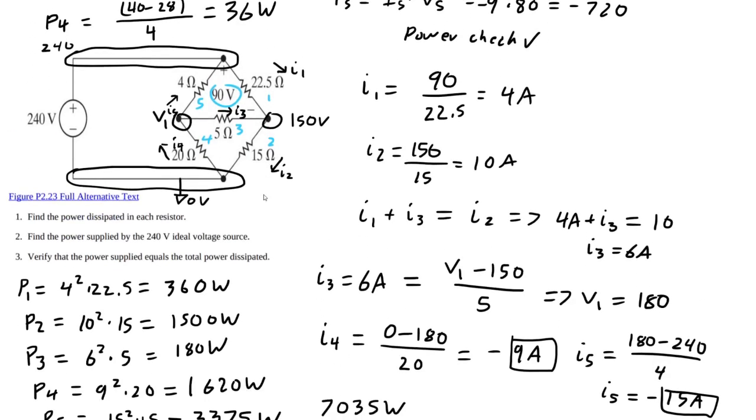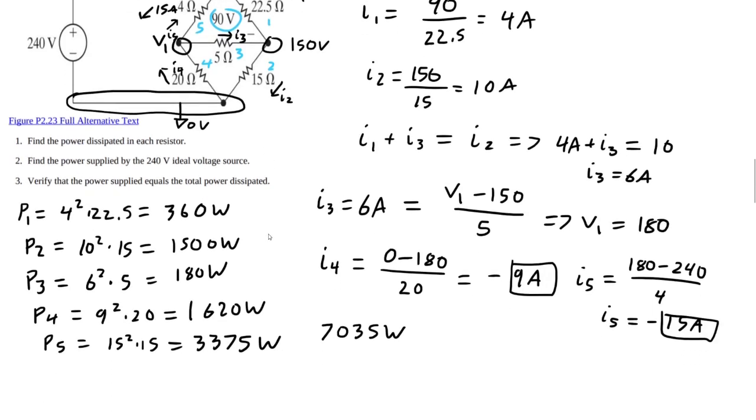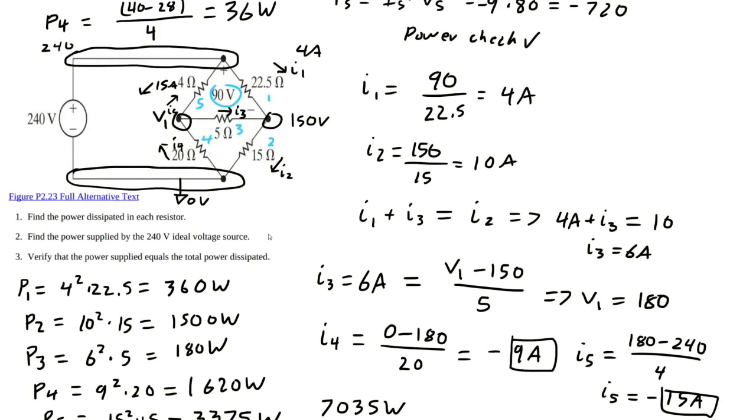So number one thing we're going to do, we have 15 amps going this way and 4 amps going this way. 19 amps. 19 amps times 240. Yeah, I may have made a mistake when it comes to P5 because that's a really high one. Let's double check this. So 15 times 15.